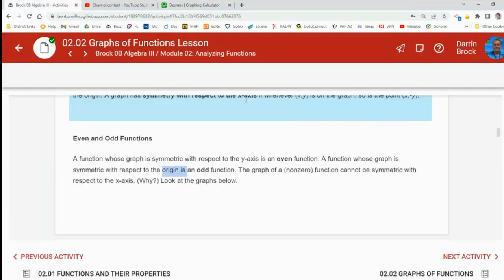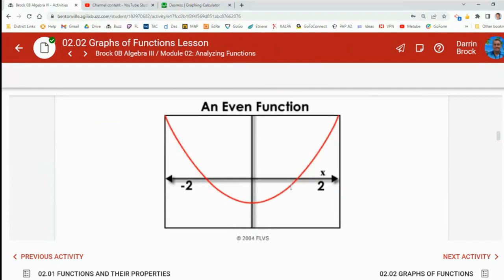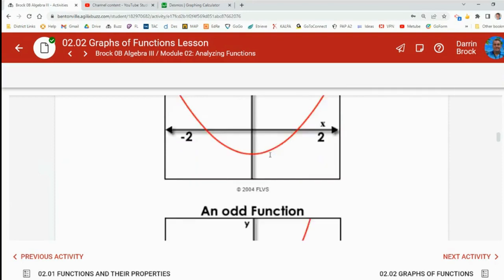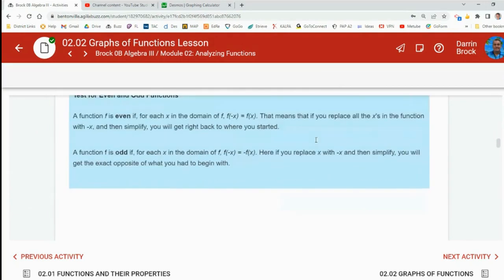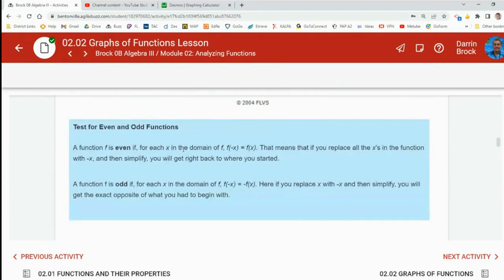They are functions. So here's an even function, symmetric to the y-axis. It's like a mirror on each side of the y. Here's an odd function, like we had on Desmos there. You could rotate it 180 degrees around the origin, and it's exactly the same thing. Now, here's a test, and I'll show you how to do this on paper here.